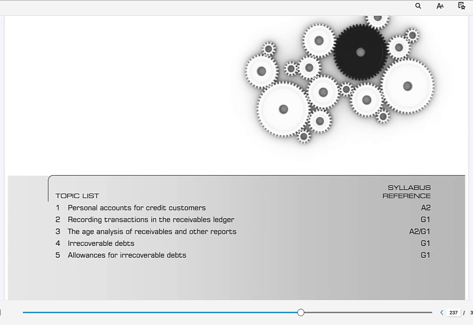What Chapter 13 covers, in a clear map. Topic 1. Personal accounts for credit customers. This chapter starts by explaining that the receivables ledger contains the personal accounts of credit customers, meaning each customer has their own account, showing sales made to them, meaning invoices, returns, meaning credit notes, payments received, and the balance still owing. So the chapter will explain why we need one personal account per customer, not just one total figure.